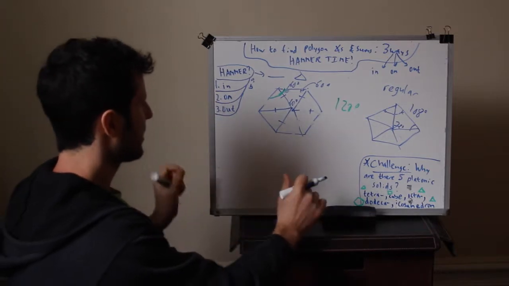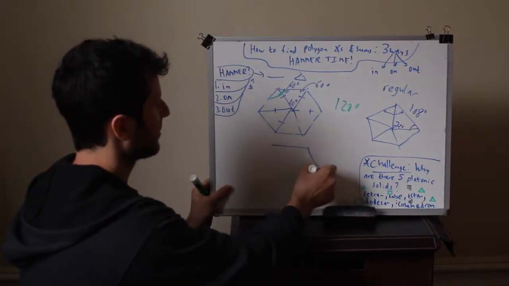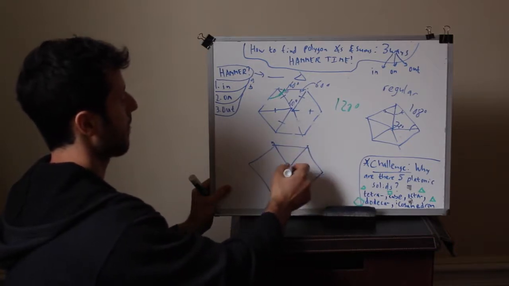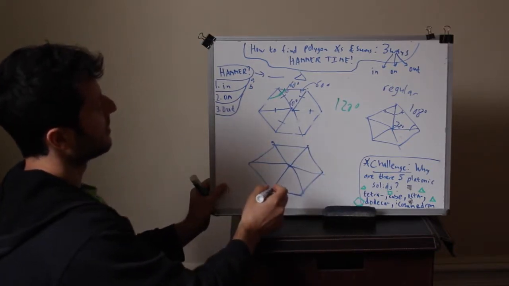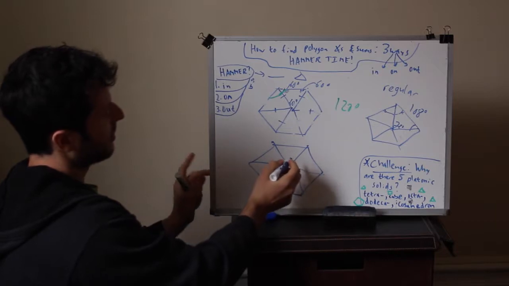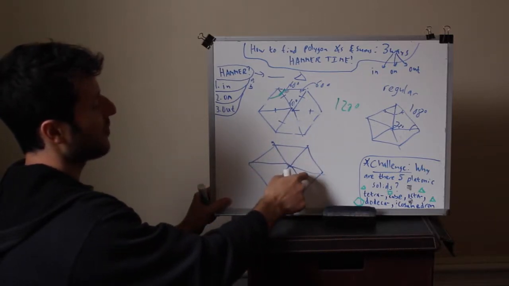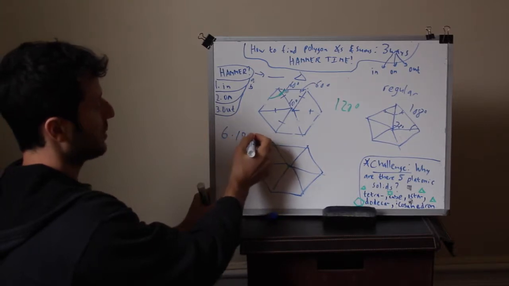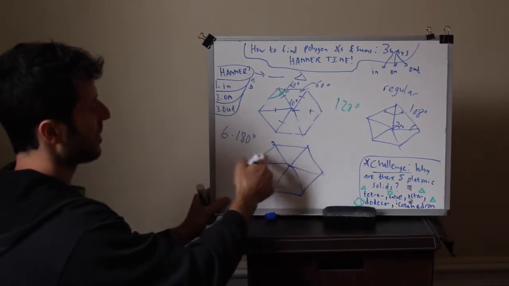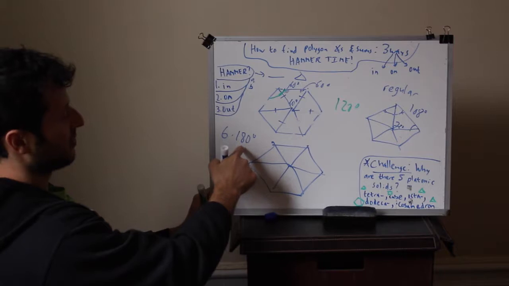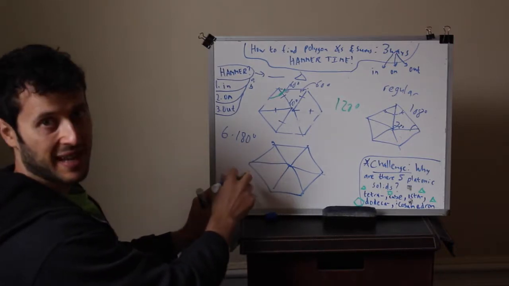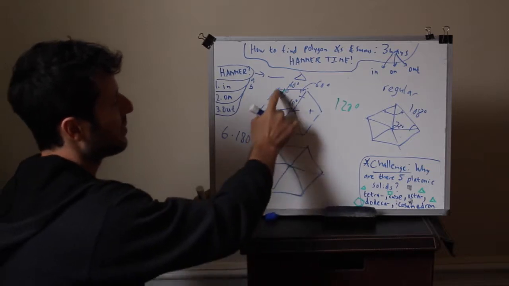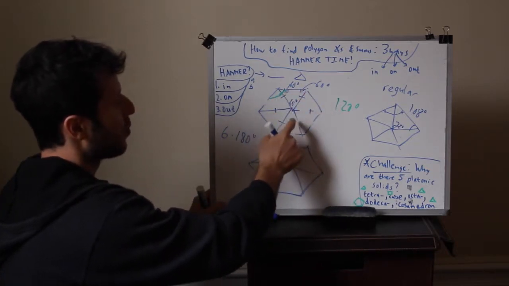Let's go to 1B. So again, we're going to have our hexagon. We're going to chop it up. Now, let's think about this. We have 1, 2, 3, 4, 5, 6 triangles. So that's 6 times 180 degrees. So if we were to add up all of these angles, we would have 1,080 degrees.